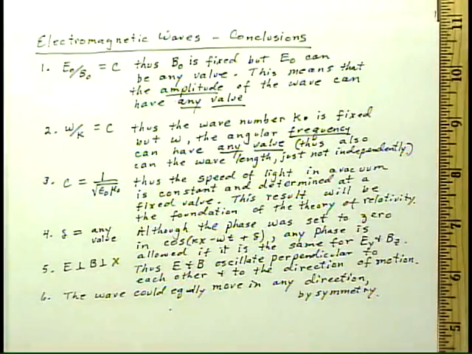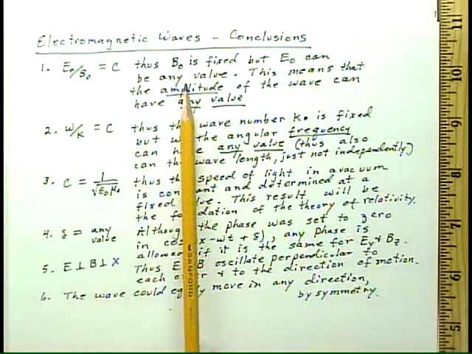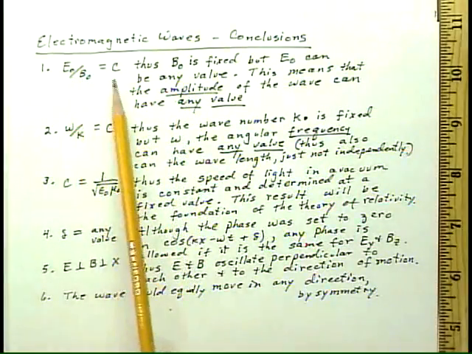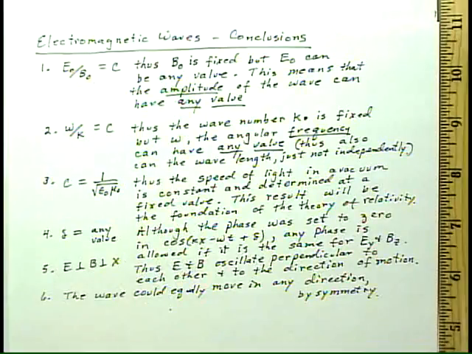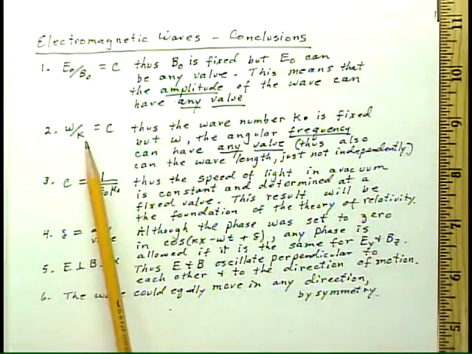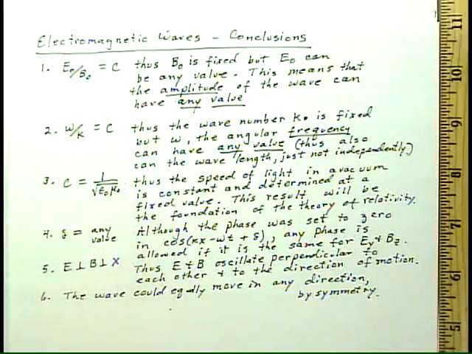Summarizing the entire thing, we can have any value for the amplitude of the wave, but the electric part is fixed with respect to the magnetic part. We can have any wave number or any frequency, but the wave number to frequency ratio is fixed by the speed of light. There is only one possible velocity at which the wave can travel, 1 over the square root of epsilon naught mu naught. The waves can have any phase. However, the electric and the magnetic field must be in phase with one another.